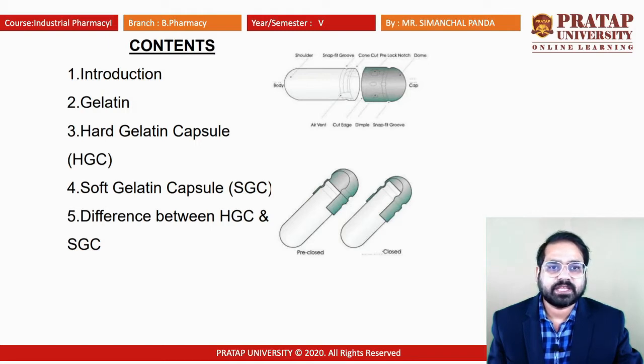This is also made of the same gelatin material, and it acts as the cap. It is placed above the body to ensure that the material inside does not spill. Whenever these are inserted together, we have to confirm they are well sealed, and some sealants are used to lock the body and the cap part. In this chapter we have to study gelatin, hard gelatin capsules, soft gelatin capsules, and the difference between hard gelatin and soft gelatin capsules.